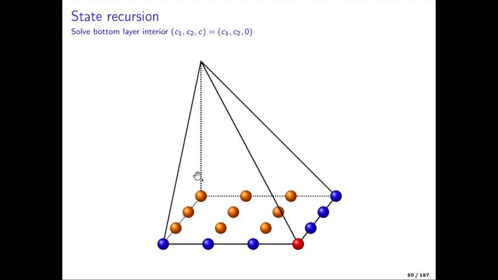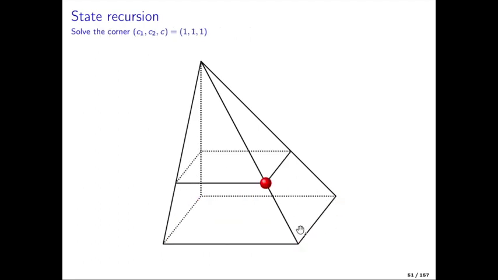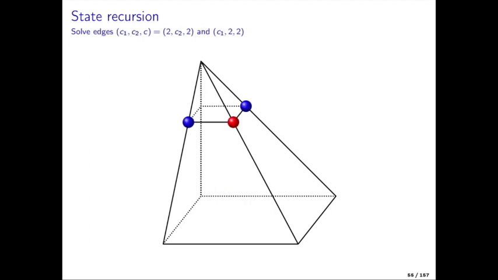So then once we have the solutions here, we can then go up one layer, and then again we do the same thing. We start in the corner, then the edges, then the interior, go up one layer, then the corner, edges, interior, and then you do that all the way on until you reach the apex of the game, and then solve all the sub-stages of this game. This is the simple idea of state recursion.